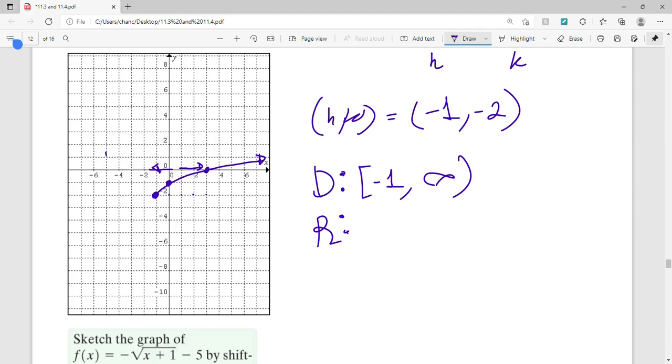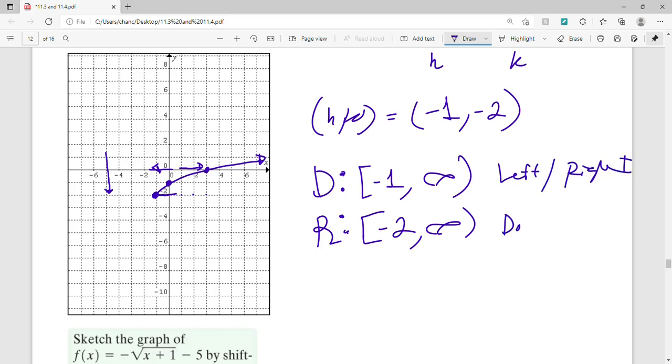For the range, it goes down on the y-axis only up to -3. So the lowest point is -3. Nope, that's a mistake. Let's fix that. It's actually -2. Let's write that as a -2. The lowest point is -2. And it goes up forever, so we'll say infinity. So again, the domain is how far left it goes to how far right it goes. The range is how far down it goes to how far up it goes.